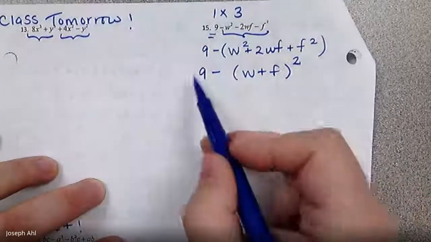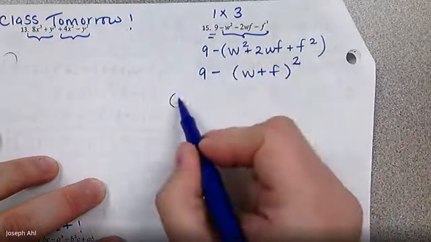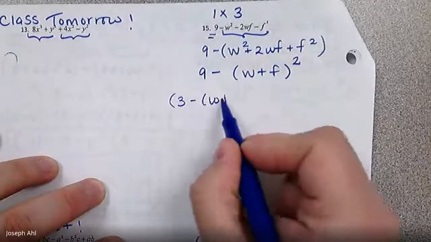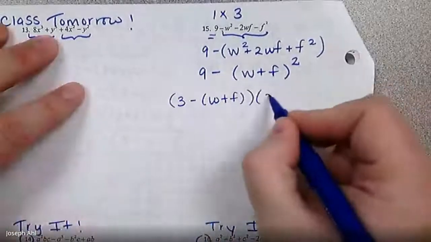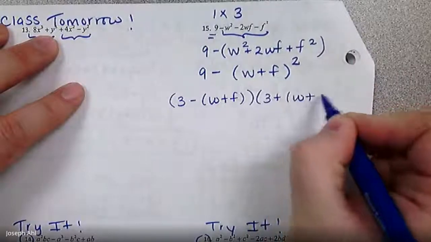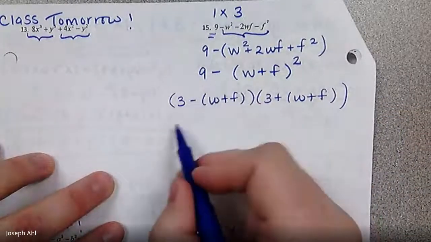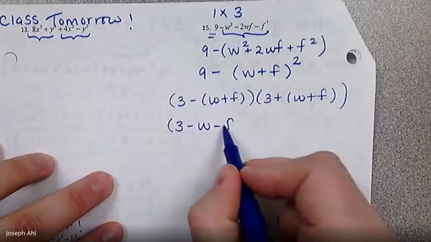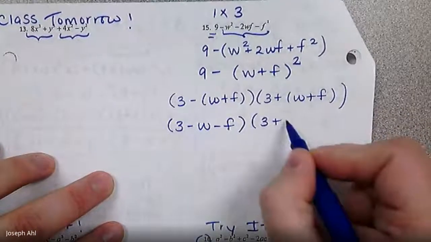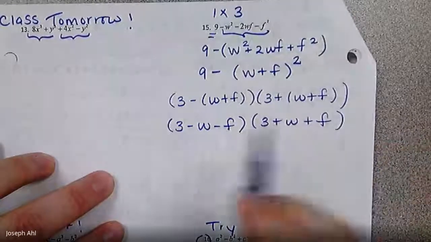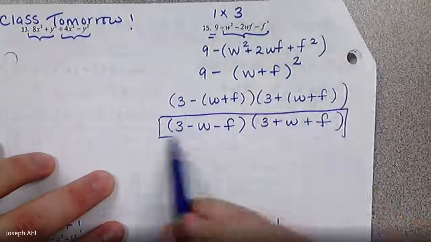And we're pretty close now. Think about taking the square root of each of these. So we get 3 minus w plus f, and then 3 plus w plus f. Distribute the negative here to get 3 minus w minus f. And then you can drop the parentheses over here to get 3 plus w plus f.